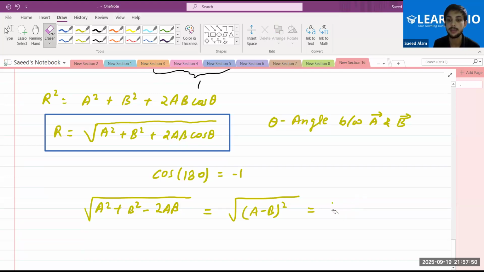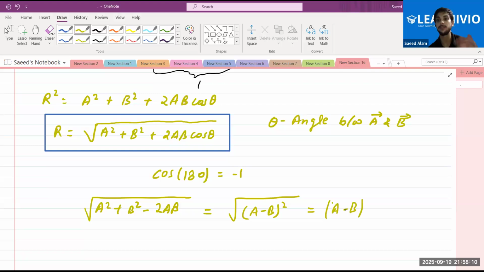And more precisely, if I write it, it will be a minus b mod. That means the magnitude will be positive because under root always provides the answer to be positive. Okay. So a minus b it is. So what are a and b? That was 6 and 8 we had chosen.